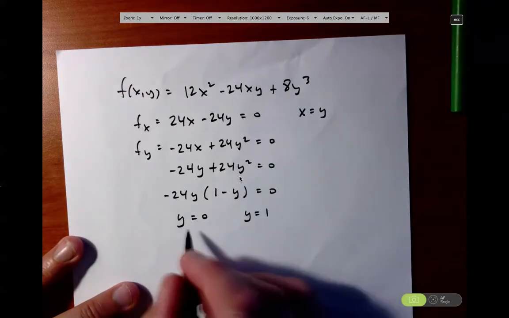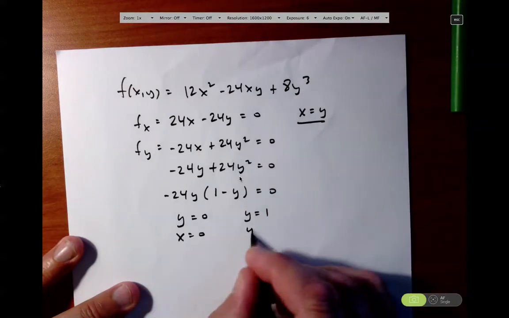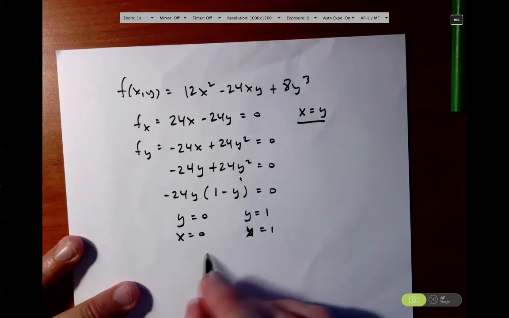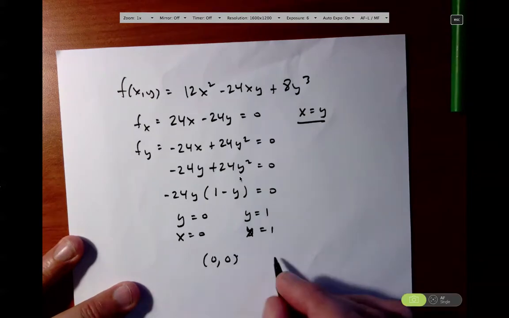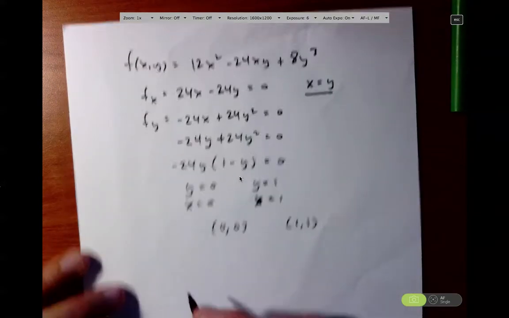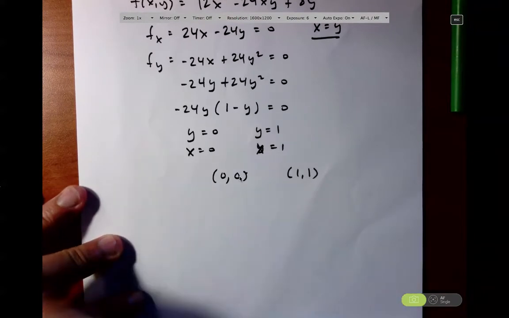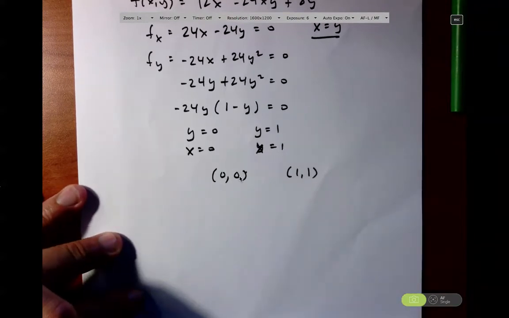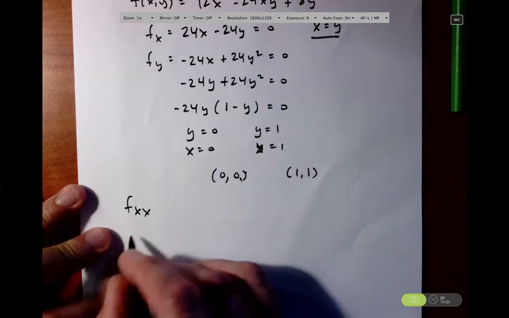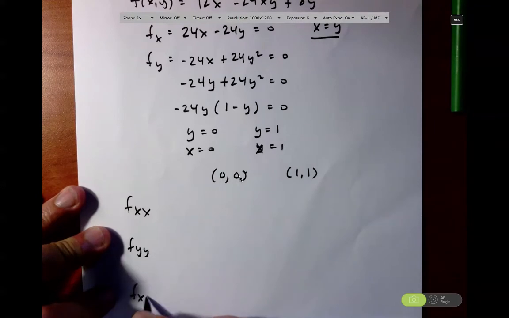Alright, so when y is equal to 0, x is also going to be equal to 0, and when y is equal to 1, x is also equal to 1. So there's going to be one point at 0, 0, and there'll be another point at 1, 1. Okay, so what we need to do then is find out what these points are. Are they going to be local maxes, local mins, or saddle points? And to do that, we need to look at fxx, we need to look at fyy, and we need to look at fxy.